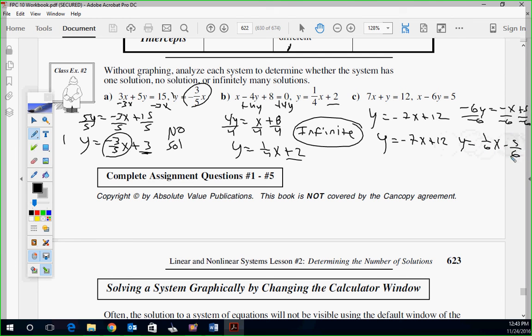So different slopes, different y-intercepts. This one is 1. Okay, we'll do one more example. If you guys have to go, go ahead.